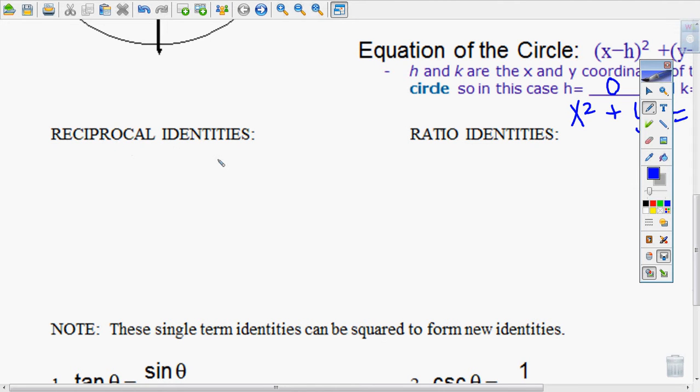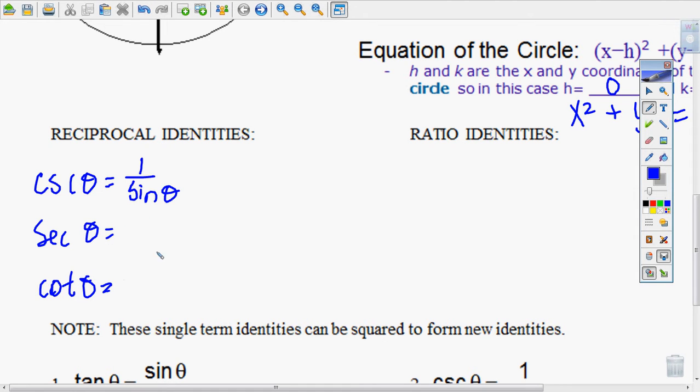All right, so reciprocal identities. So again, our reciprocal functions are cosecant theta, secant theta, and cotangent theta. Agree or disagree? Agree. So when we're writing them as an identity, that means we're not using x and y. So cosecant theta is normally 1 over y, right? What does y equal? Y equals sine. So it's 1 over sine theta.